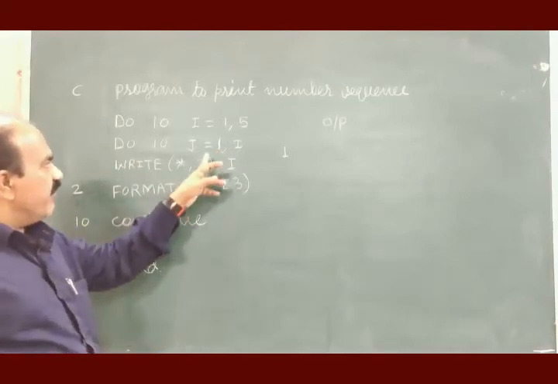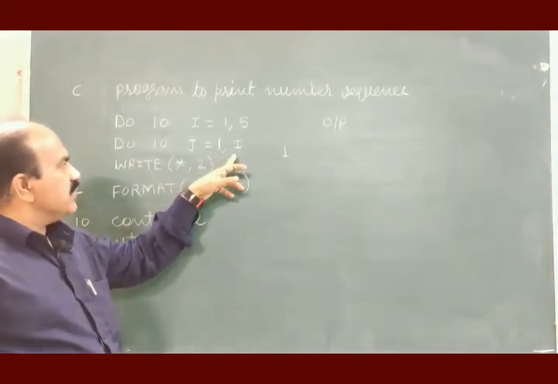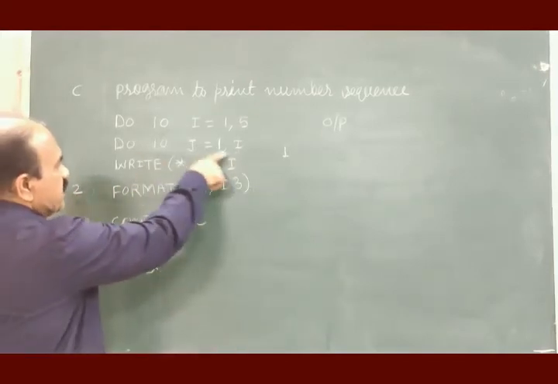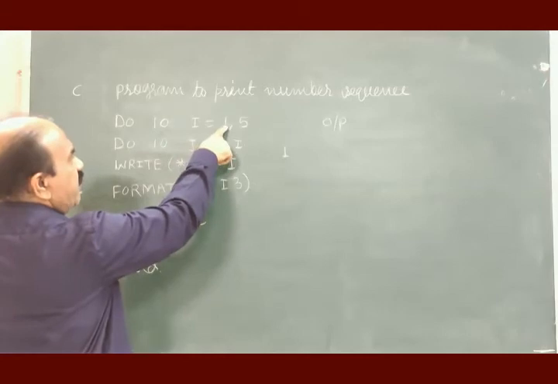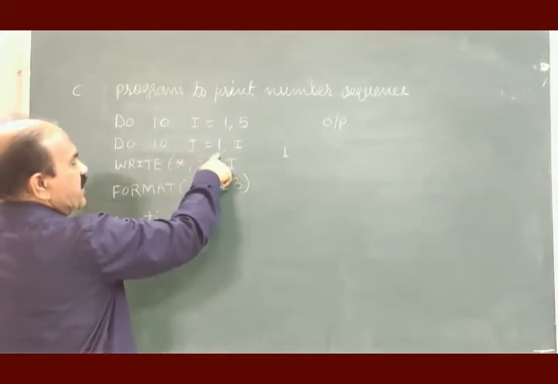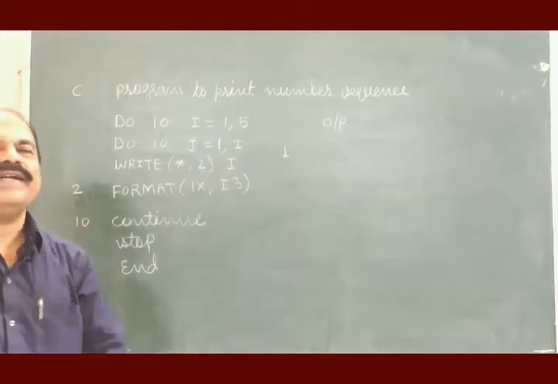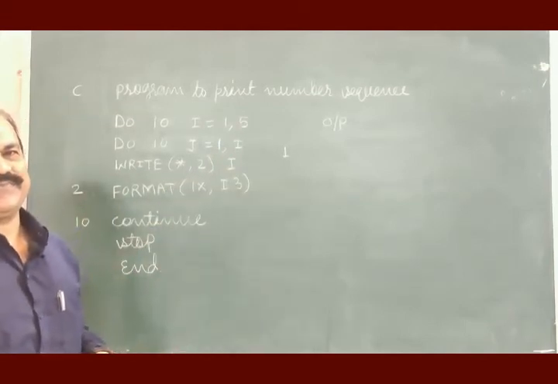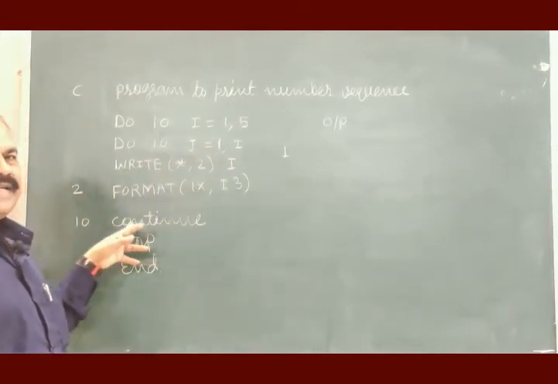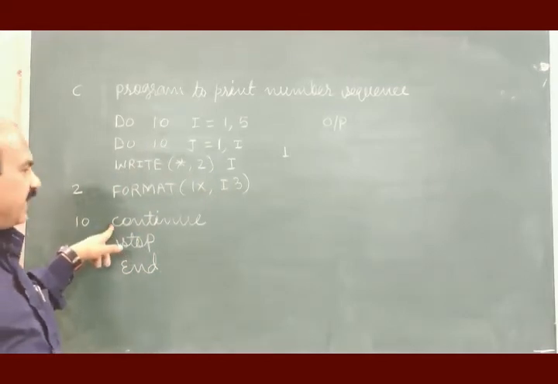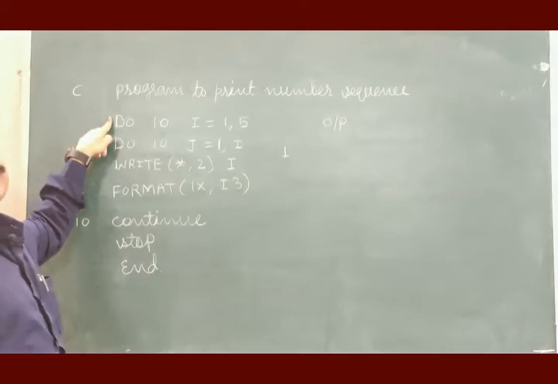Why is it 2? No, not 2. The loop is completed because the value of I is 1. So the initial value is 1 and the final value is 1, so 1 is printed only once. The inner loop is completed. The control comes to continue again and goes to the outer do loop.